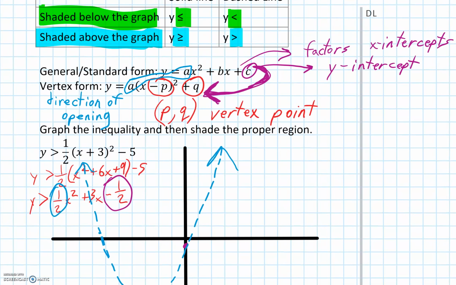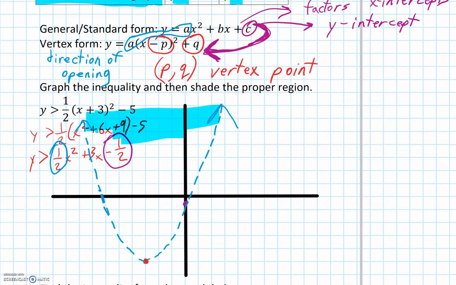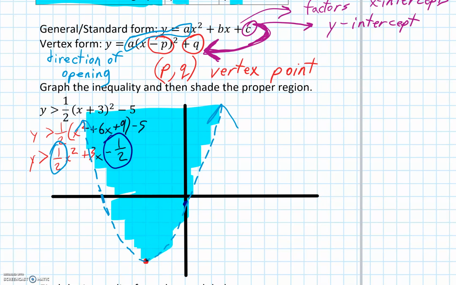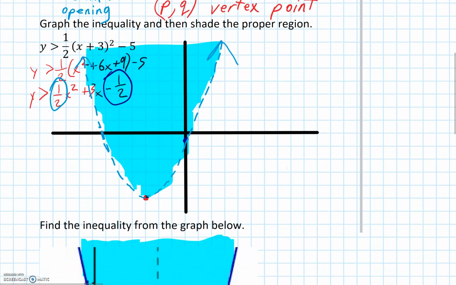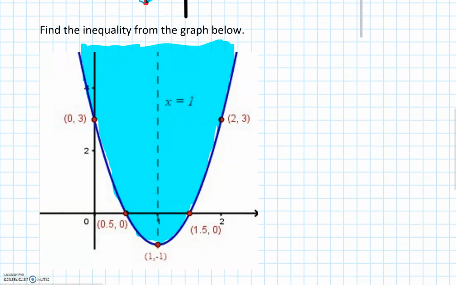And are we shading below or above? Well, we are shading above. So I'm going to grab my highlighter and shade above. Now we have our shaded area above the line, and it is a dashed line. You can work backwards from a graph as well, noticing that it's shaded above and it's a solid line, so it's going to be y is greater than or equal to.